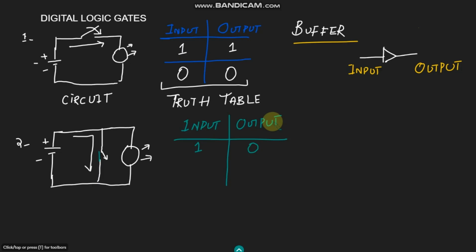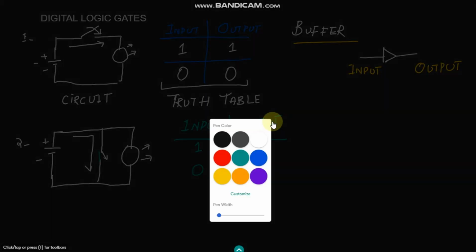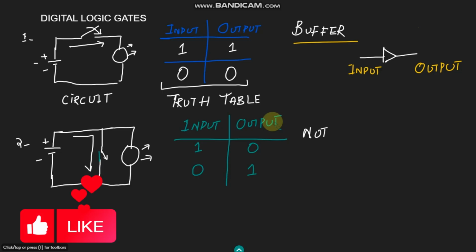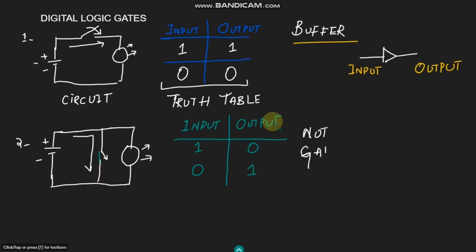Okay, similarly when this switch is off, there will be no current here because it will be an open circuit and all the current will flow through this bulb. If the input is 0, all the current will flow through this bulb and this bulb will be on. Okay, so this type of circuitry represents another type of gate that is called a NOT gate. That is the representation of a NOT gate.